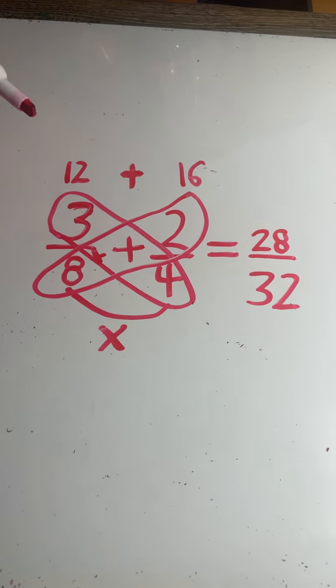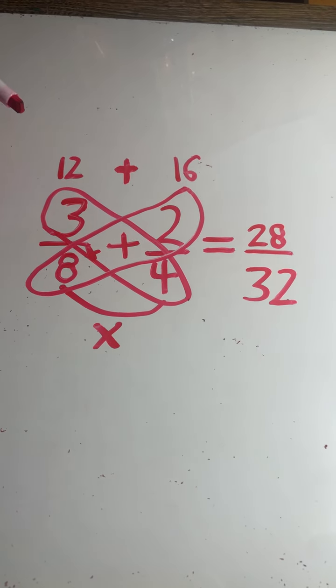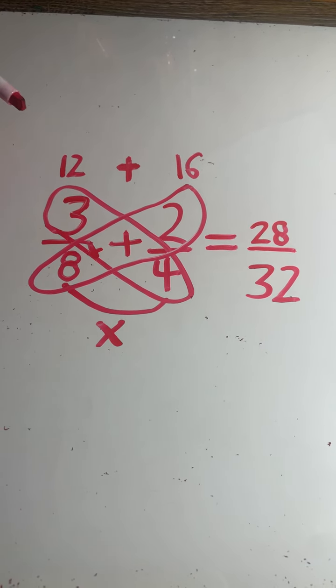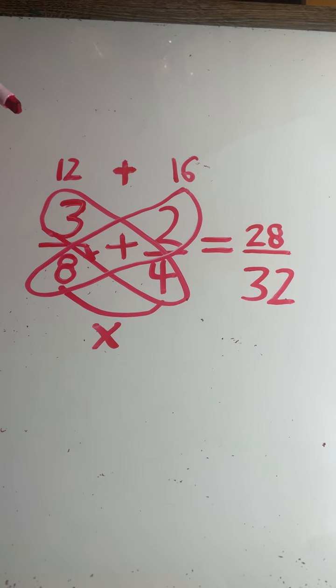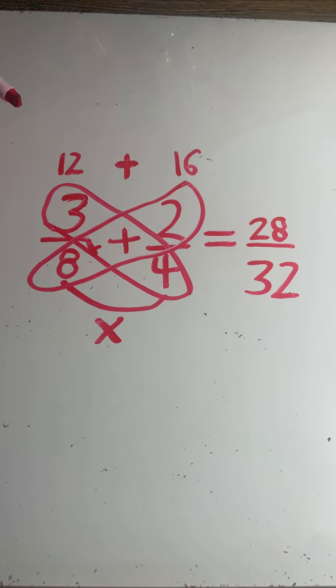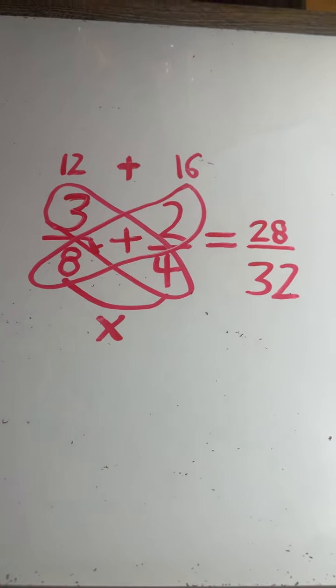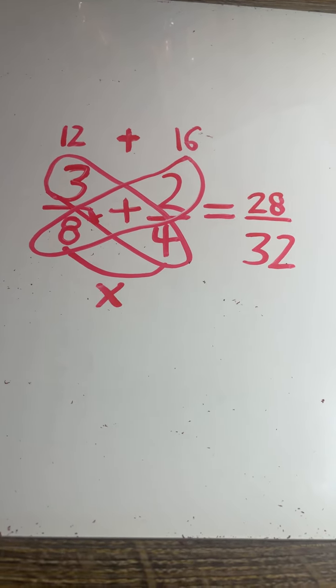So we have our answer, 3/8 plus 2/4 equals 28/32. Now I have a question for the chat. Is this answer in lowest terms? Type 1 if you believe the answer is in lowest terms. Type 2 if it is not.